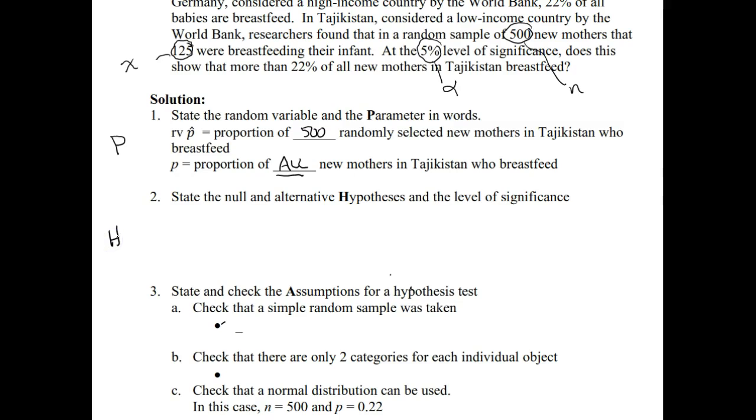Okay, the next step is the hypotheses, H for hypotheses. So we're going to set up the null and alternative hypotheses. Qualitative data, our parameter is P, and we want to test that more than 22% of all the new mothers breastfeed. So again, this is going to be a greater than, and 22%. So 22 divided by 100, we get 0.22, and that makes our null hypothesis P equals 0.22. And our level of significance they gave us, alpha, was 0.05.